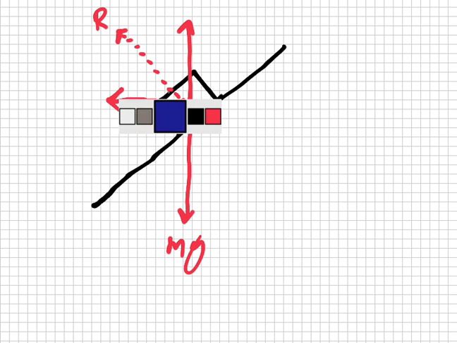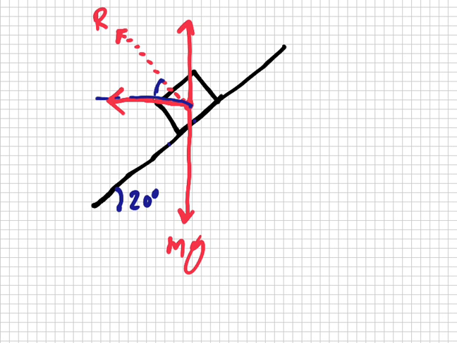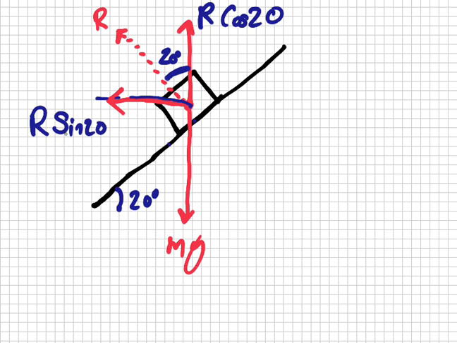Now let's try and find the angle. This angle here is 20. Sorry, I should have put that point down here. It's easier to draw. This one here is 20, which means this one here is 80, or in other words, this one here is 20. So that makes this here R cos 20, and this one here R sine 20. But I haven't put in the friction yet.